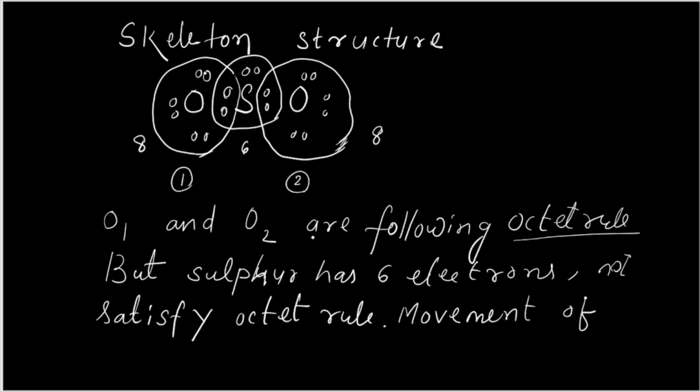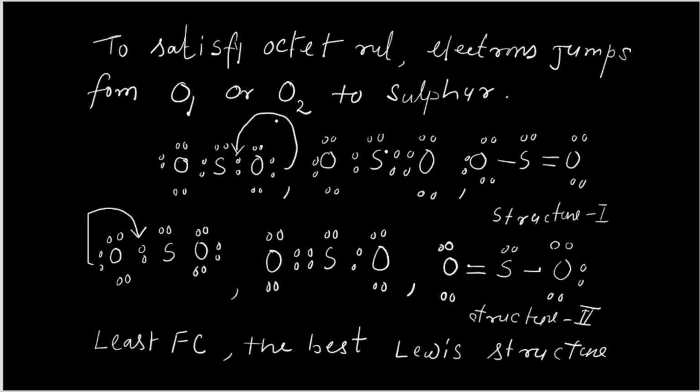So what happened? How to proceed? That means movement of electrons takes place from this oxygen to sulfur, or from this oxygen to sulfur, or from both oxygen to sulfur. You will see one by one. Now see, to satisfy the octet rule, electrons jump from oxygen 1 or 2 to sulfur. In the first case, either you take oxygen 1 or you take oxygen 2, and see how it is jumping.